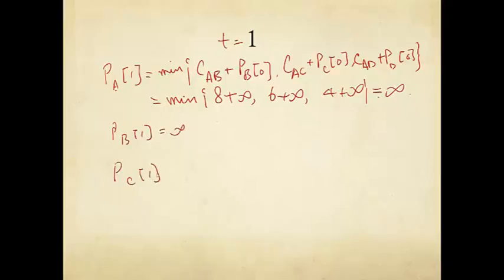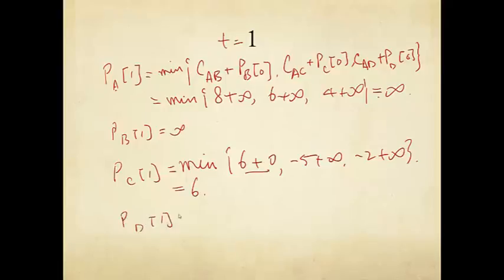What about PC? Actually, PC is not infinity anymore, because it's the min of 3 numbers: 6 plus 0 if you go through node n directly, minus 5 plus infinity if you go through its outgoing neighbor D, and minus 2 plus infinity if you go through its outgoing neighbor A. But clearly, you want to pick the first one. That's 6. And PD, similarly, you can find to be 7. So it's infinity, infinity, 6, and 7 at iteration 1, using 1 or fewer hops.